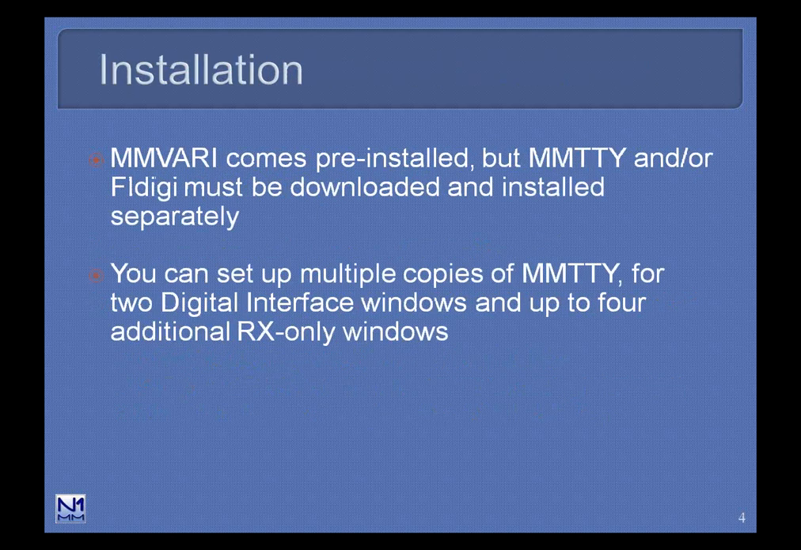mmVary comes pre-installed with the program. You don't have to do anything to install it. But if you want to use MMTTY or FLDigi, you have to download them and install them separately, just as if you were doing it standalone. And then what you do, certainly with MMTTY, is set up a copy to be run from inside n1mm. If you put a copy of the program in a different program folder, and really all you need is the exe file and the ini files, that way it can have a different configuration.